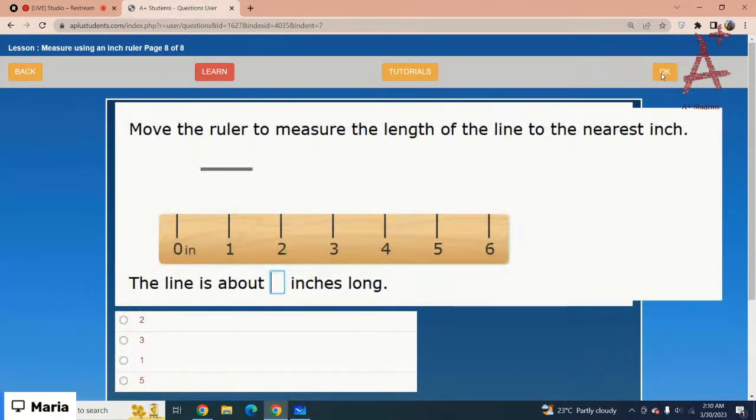Okay, move the ruler to measure the length of the line to the nearest inch. So you have to line up the line with the ruler. You just line up the ruler with the line, with 0 and the left end of the line lined up. Then the length of the line is, yes, it is 1 inch.